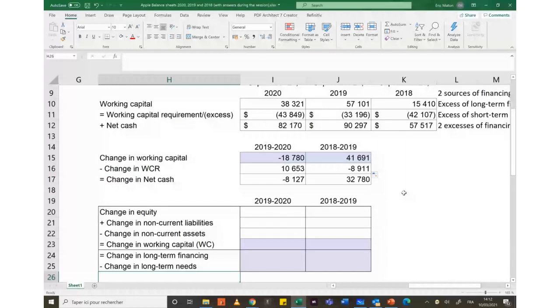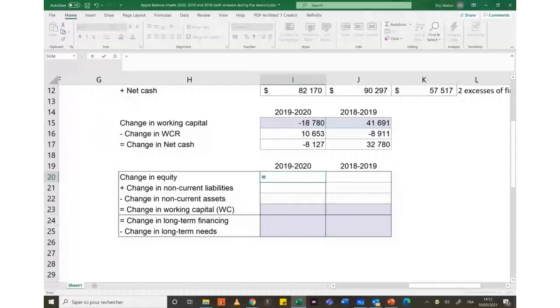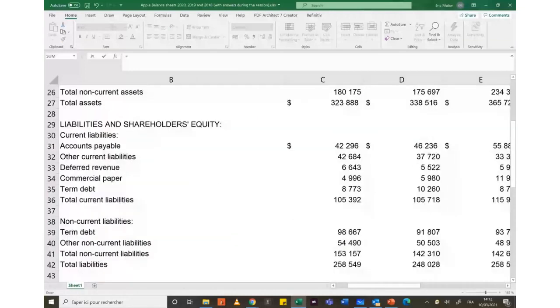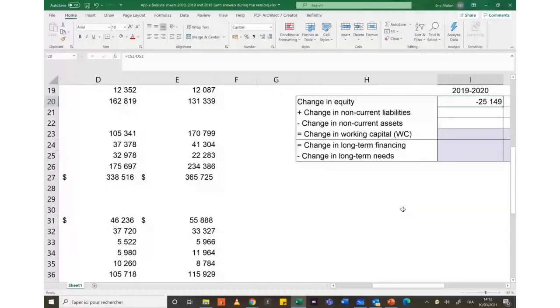How can we explain the decrease in the excess of long-term financing? We can check the evolution of the equity, evolution of the non-current liabilities, and evolution of the non-current assets. With the three, we have the evolution of the working capital. So for the equity, we have the equity here. So we decrease the equity. So this is the problem, if we also increase the non-current assets at the same time.